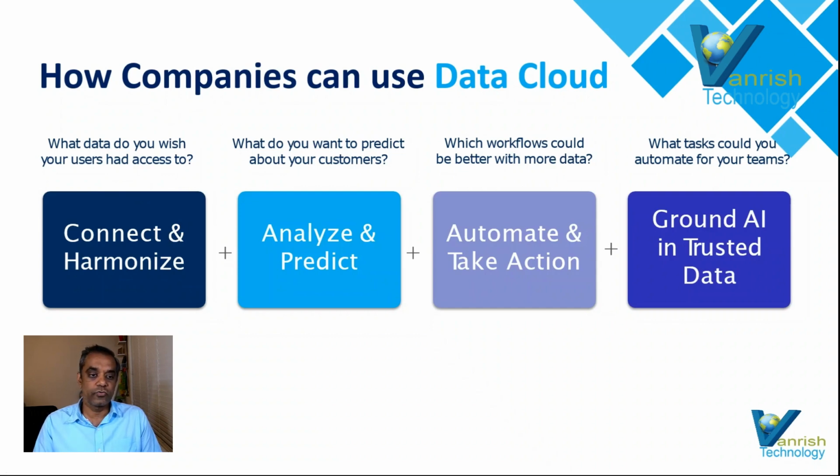Second is analyze and predict. As soon as data is coming into the Data Cloud, you can map, analyze, and predict based on the existing tools within the Data Cloud, as well as use Tableau or any of your analysis and prediction tools. The third one is that you can create automation based on that data. You can create a flow. If we are working on the CRM side, you can create a flow on the Salesforce side, and you can take action.